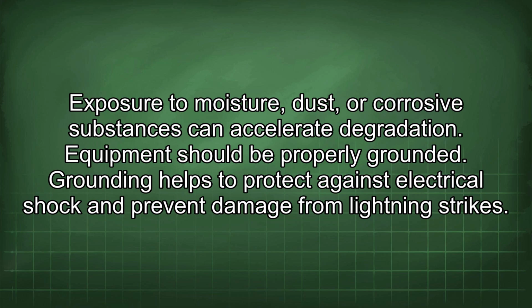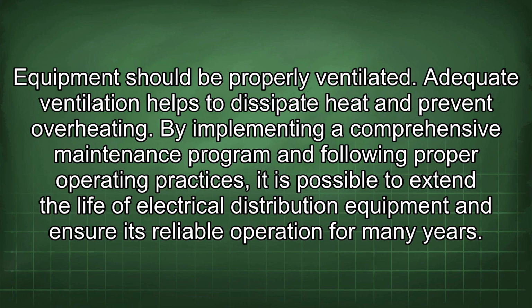Equipment should be properly grounded. Grounding helps to protect against electrical shock and prevent damage from lightning strikes. Equipment should be properly ventilated. Adequate ventilation helps to dissipate heat and prevent overheating. By implementing a comprehensive maintenance program and following proper operating practices, it is possible to extend the life of electrical distribution equipment and ensure its reliable operation for many years.